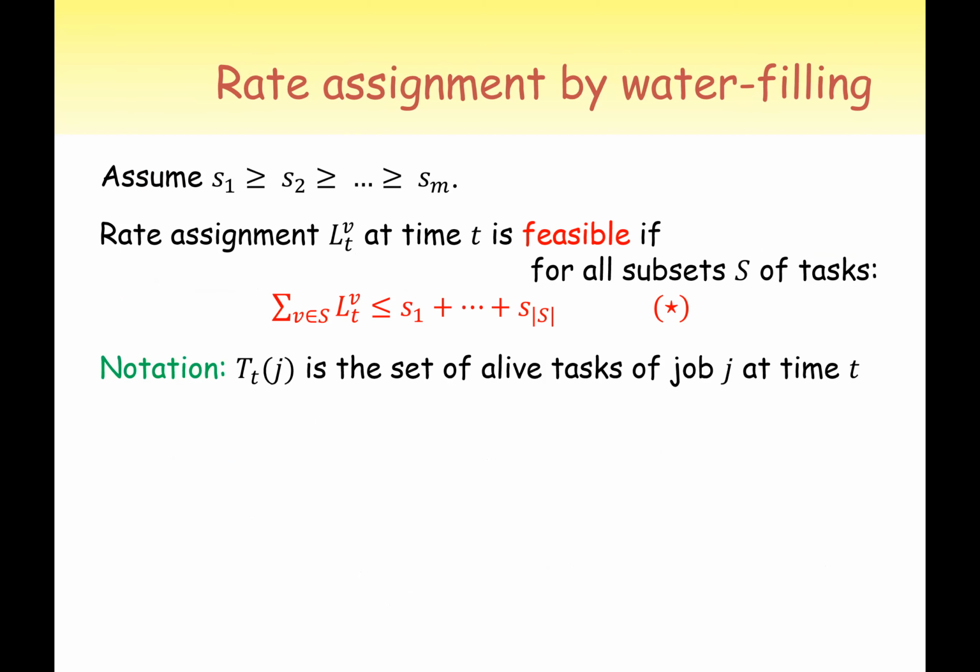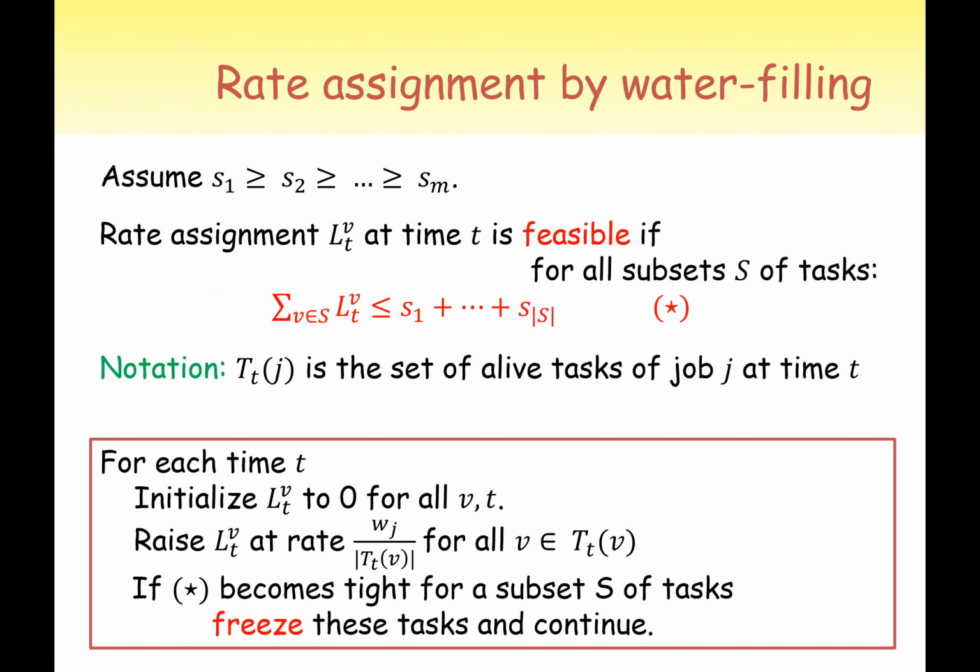And one final piece of notation. For a job J and a time T, I'll use n_T(J) to denote the number of tasks of this job which are active at this time, which are alive at this time. Some tasks may have finished, but it's the remaining ones. And the algorithm now is just a simple rate filling, water filling algorithm. It says that for each time T, I will independently run this algorithm. So it will essentially do some sort of rate increase for each task.